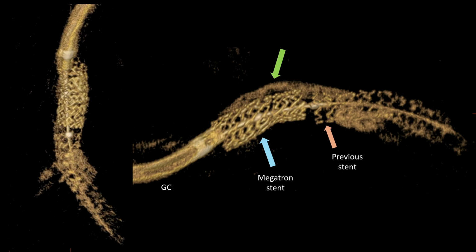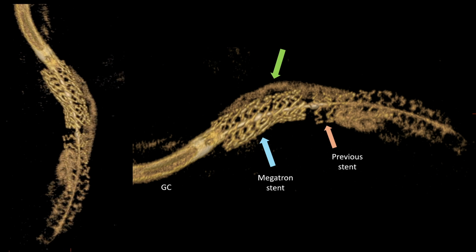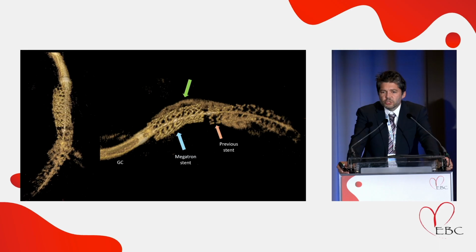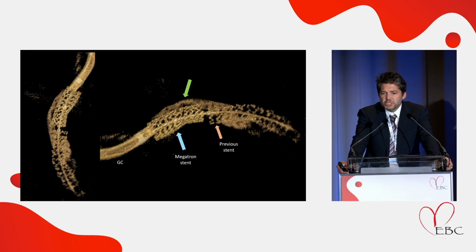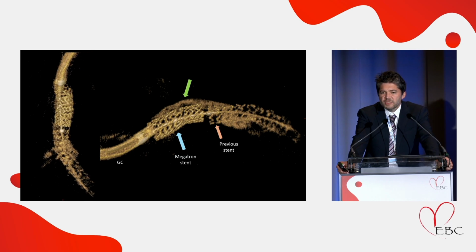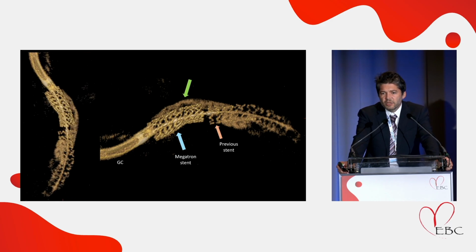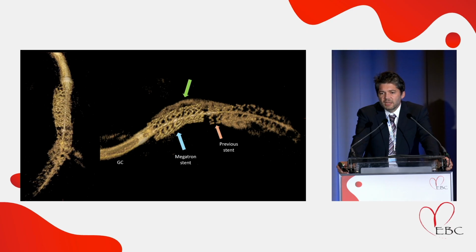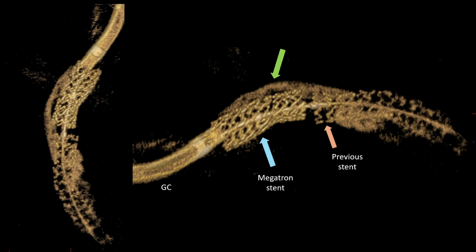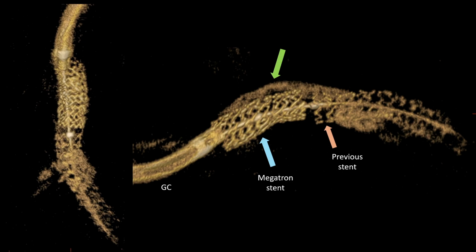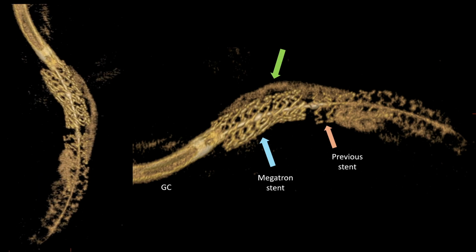So this is the 3D view. You can really see the short Megatron position into the proximal part of the vessel. You can also see some calcium surrounding this stent. You see the previous stent that was from the distal left main to the proximal LAD.